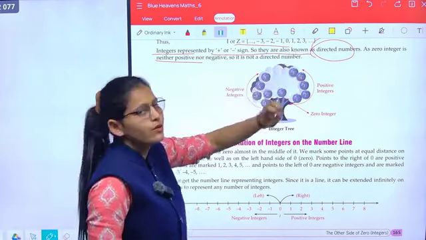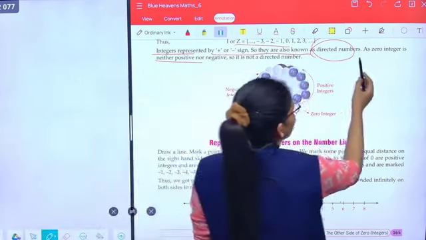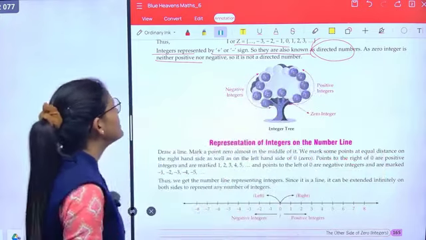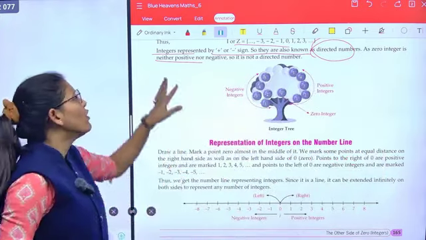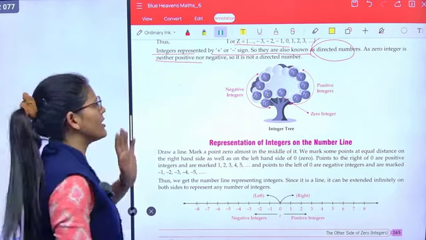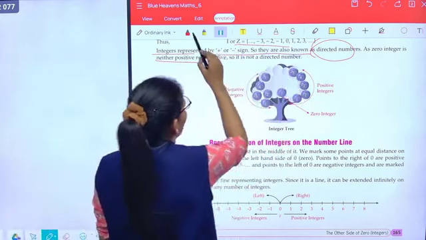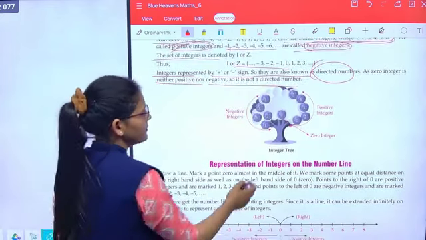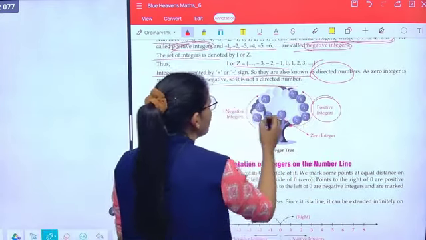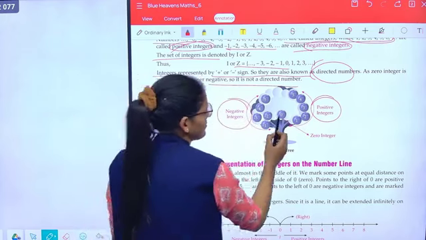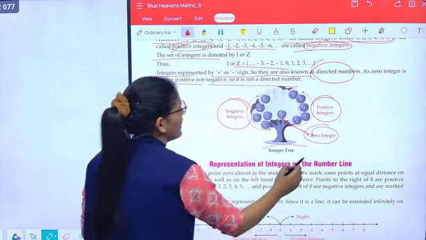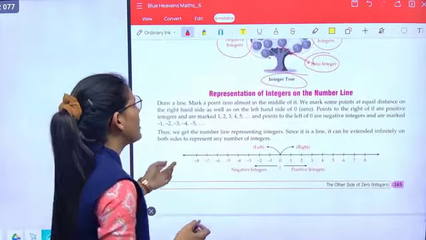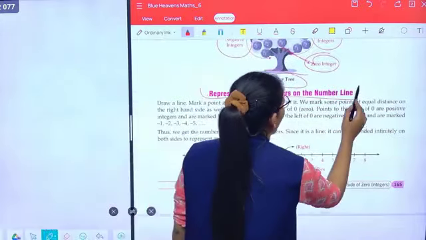They are also known as directed numbers. Zero integer is neither positive nor negative. So it is not a directed number. See, these are positive integers and negative integers. Now class, representation of integers on the number line.